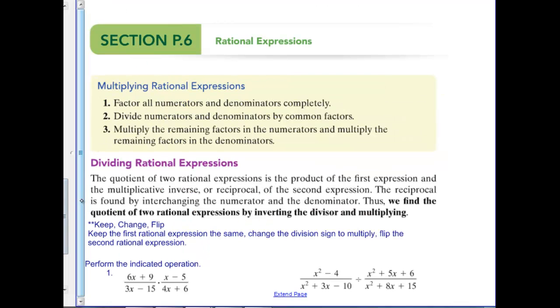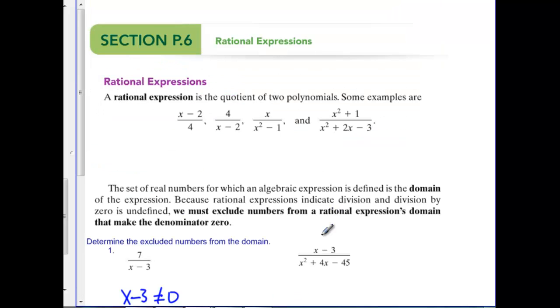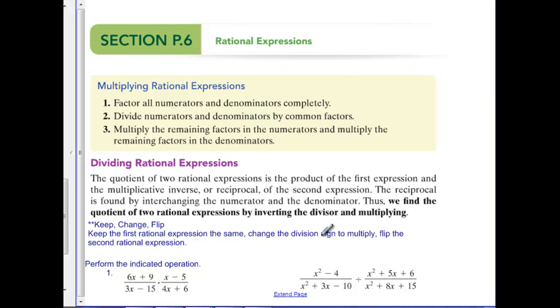You guys are probably going to need to do the rest of this, or at least review the rest of these at your house or computer lab or whatever. But for multiplication and division: multiplication, you're going to factor first, then reduce. Division, keep, change, flip. Keep the first guy the same, change to multiply, and I just went to the wrong page, and then flip the second fraction, just like with dividing fractions.